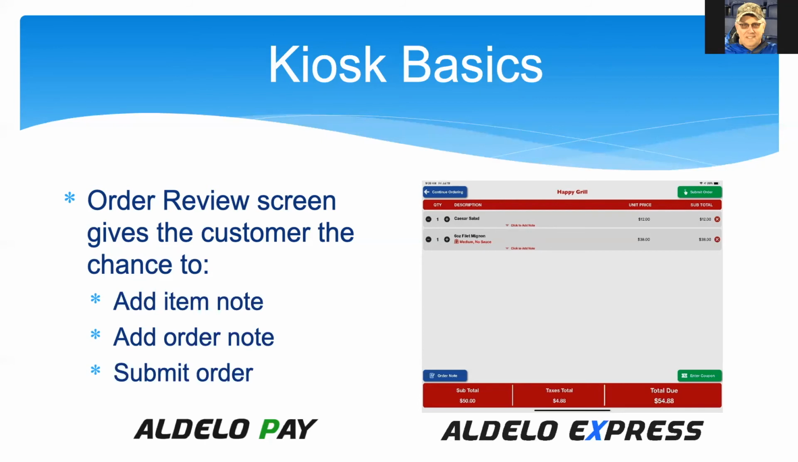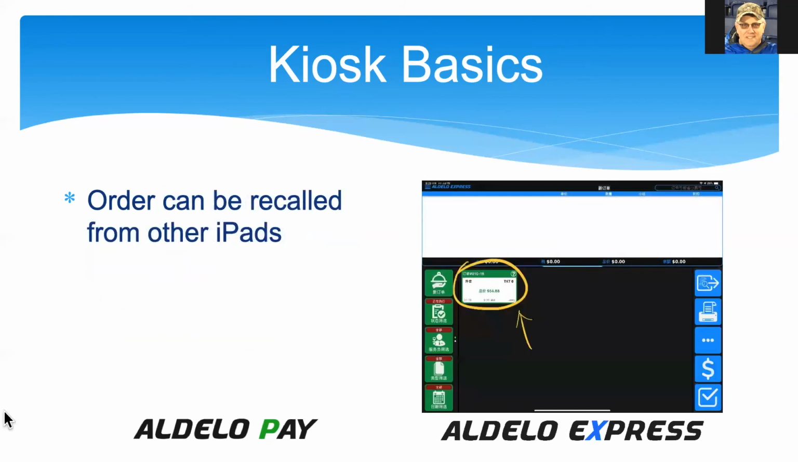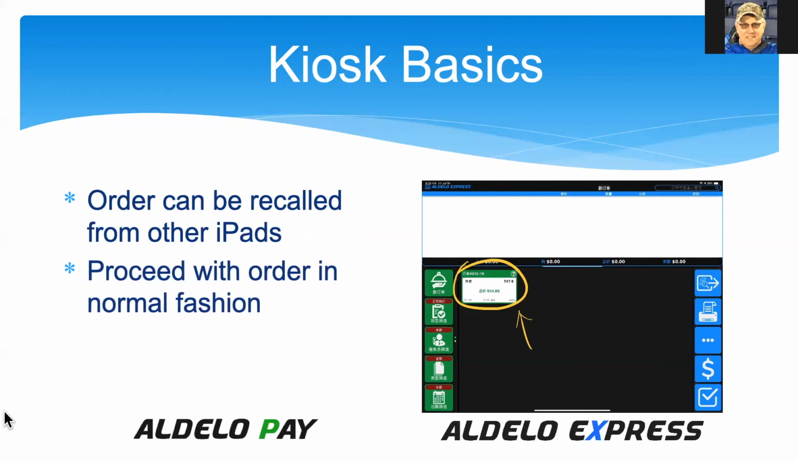If it's an electronic transaction that you have set up to be paid at the kiosk, they then proceed through the steps of paying for that. Or they're given an order number and the order has gone to the cashier terminal to be recalled and paid there. Then at that point, it just proceeds normally. If it's quick service, they can pay for it, they get their ticket, and they go sit down and the food's brought to them.